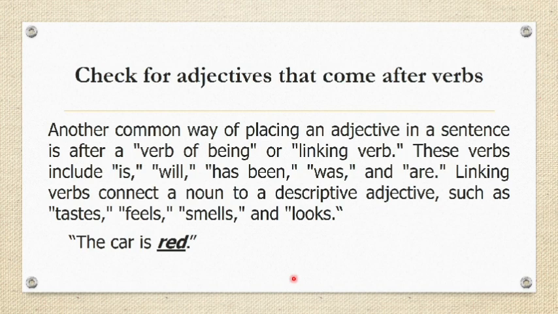For example, in the sentence, the car is red. The verb is the verb of being, and next to it is the word red, so therefore the adjective in this sentence is red.